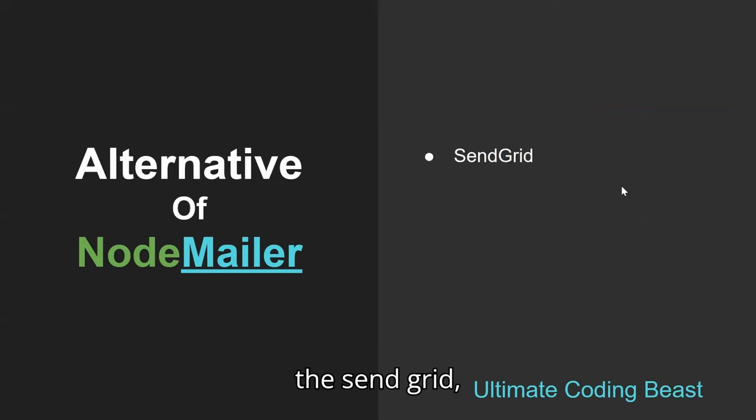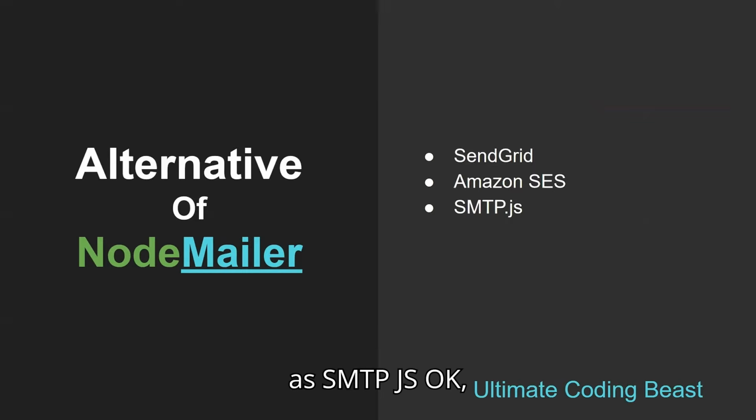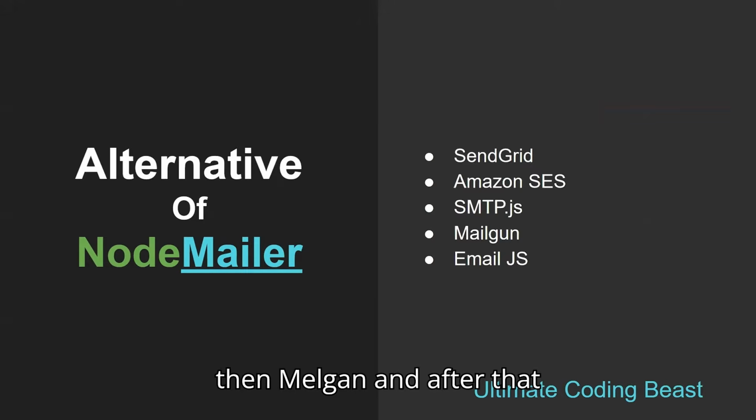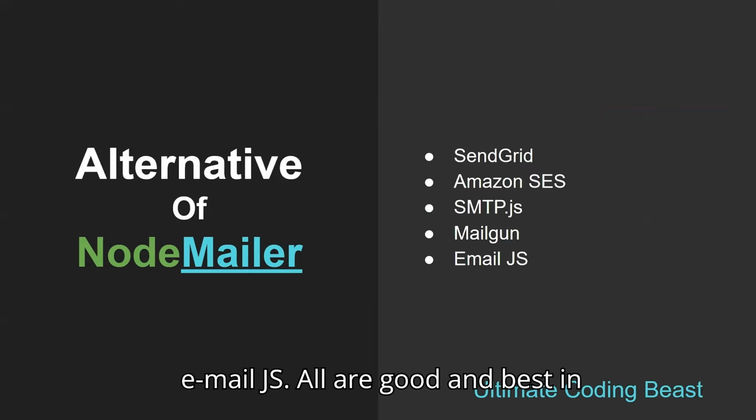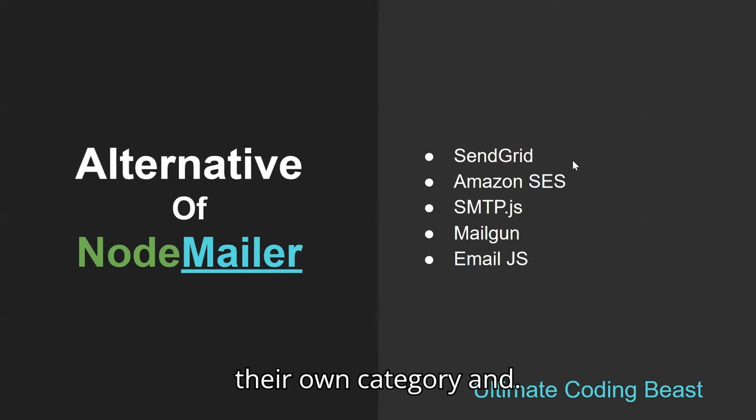So let's see what are the alternatives of the Nodemailer. So first is the SendGrid, then Amazon SES, after that SMTP.js, okay, then Mailgun, and after that Email.js. All are good and best in their own category. And let's move to next section.